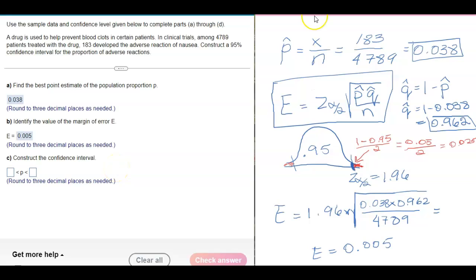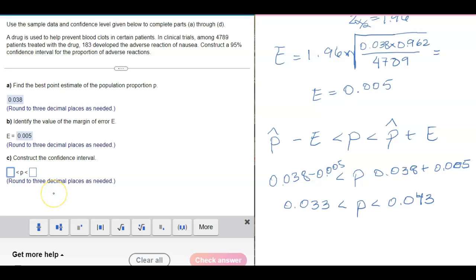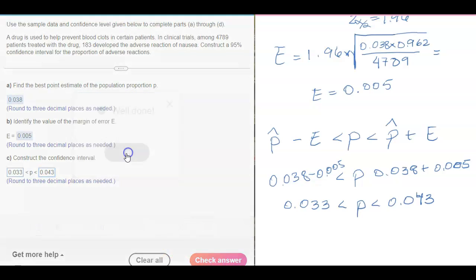Part 3, we need to construct the confidence interval. To construct the confidence interval, we would subtract the margin of error E from the value of P hat on the left and add E to the value of P hat on the right. Let me do the calculations on the right side of the screen. Let's enter the confidence interval limits that we just found. And let's check. Well done.